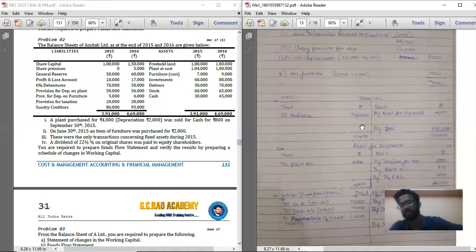In the amount column record 4,000. So if you total it, it is 1,04,000. So there is no additional purchase of plant. Only 4,000 rupees worth of plant has been sold. So in the amount column total it: debit side total is 1,04,000, credit side also total is 1,04,000.